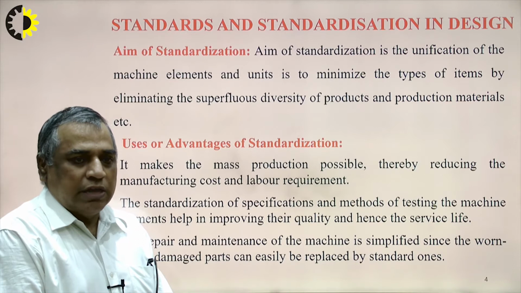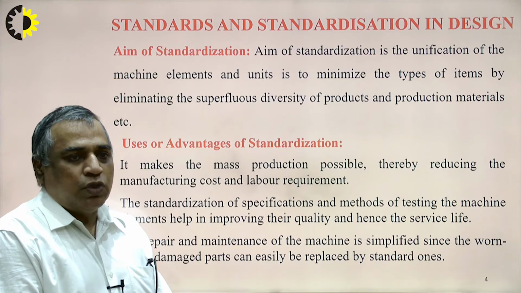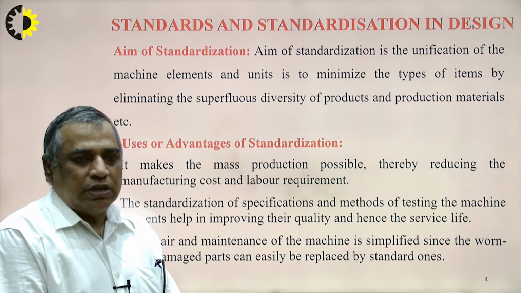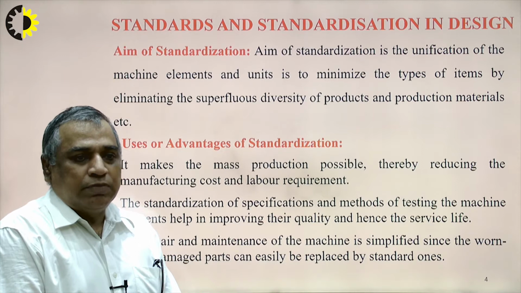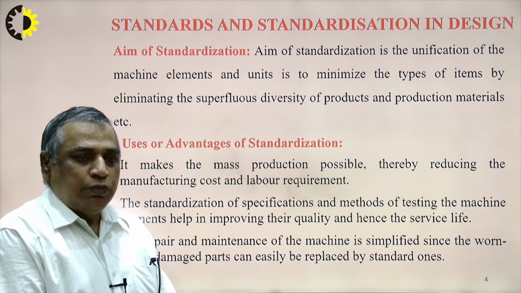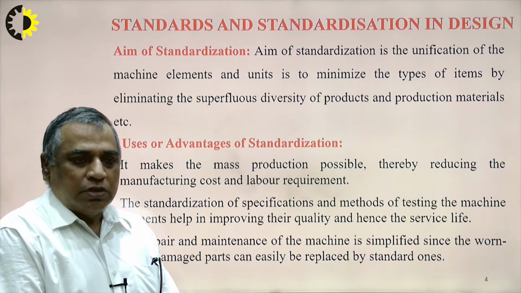The repair and maintenance of the machine is simplified, since the worn out or damaged parts can easily be replaced by standard ones, as I have mentioned earlier. I have mentioned earlier that if we want to replace the bearing of a front wheel of a Maruti 800, then we can replace it with a simple 6205. We will get it from the market, and we can easily replace it.